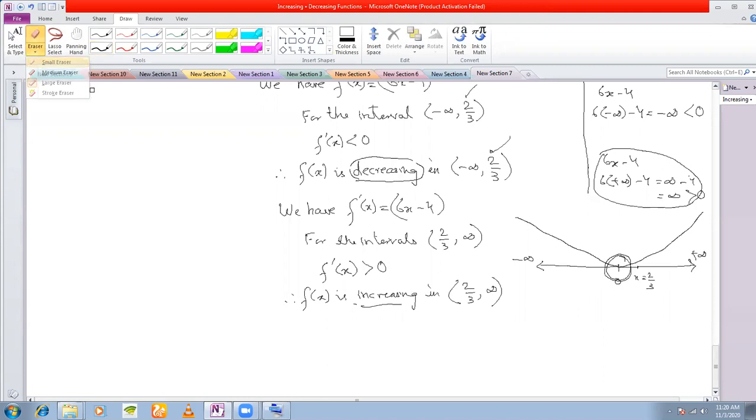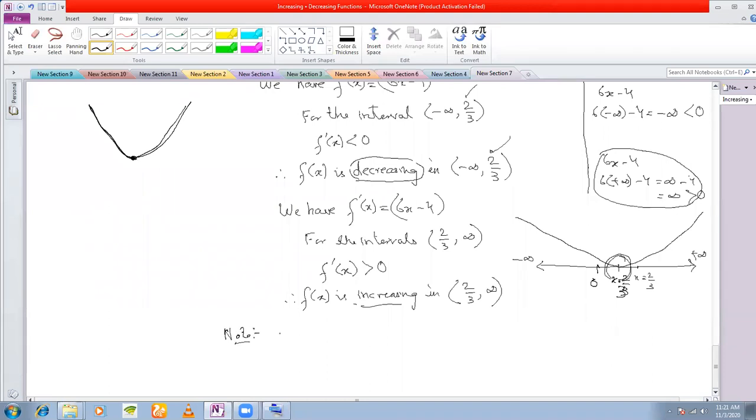Actually, this is not 0. In fact, this point is x is equal to 2/3. 0 is somewhere over here. What can we say about this point, x is equal to 2/3? Is it a maxima or a minima? Just from common sense, this is a minima, right? Because first you're going down and then you're going up. So this has to be a minima.